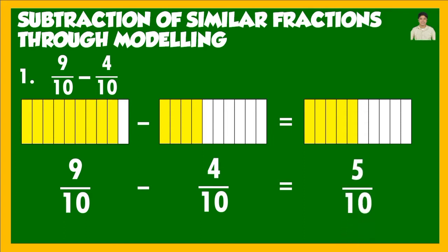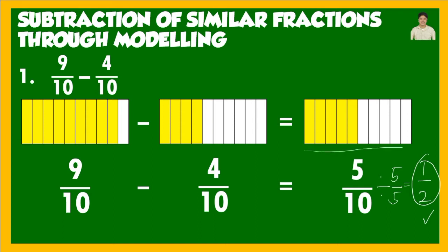And then, yung 5/10 is pwede pa po nating i-simplify dahil ang kalahati po ng 10 is 5. And then, yung GCF or greatest common factor of 5 and 10 is 5. So, kapag dinivide po natin both numerator and denominator by 5, we'll get 1/2. So, that will be our final answer.